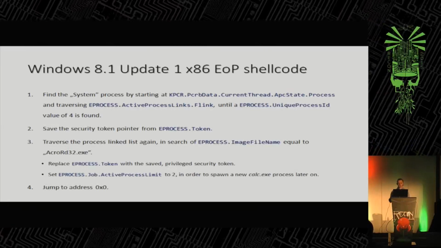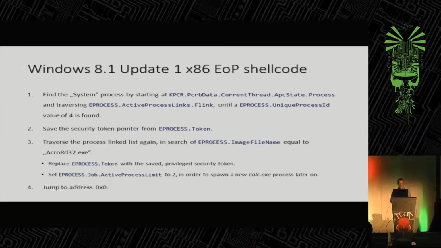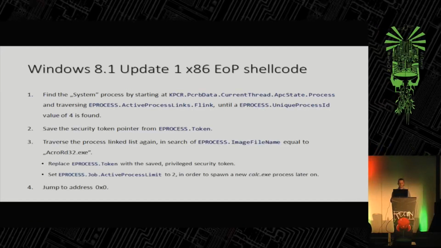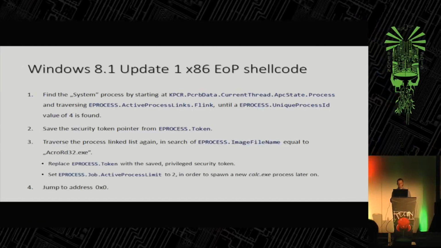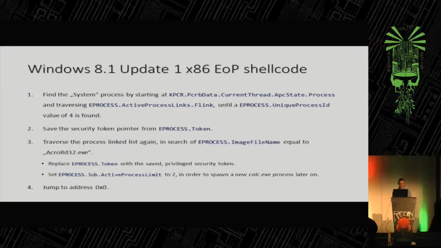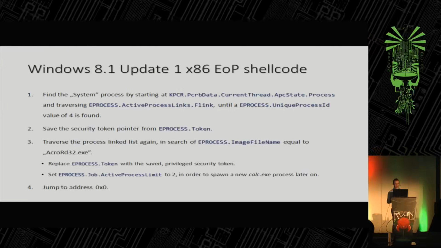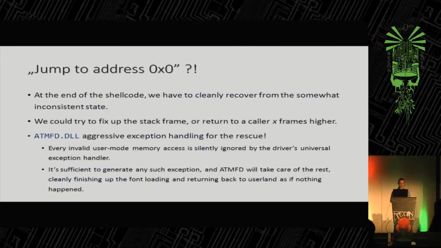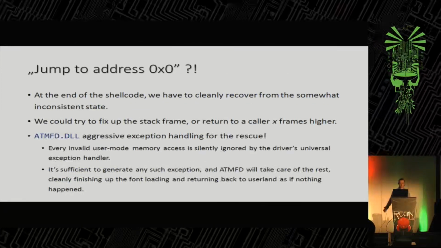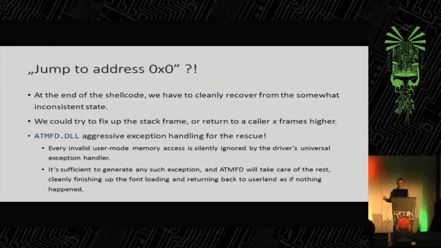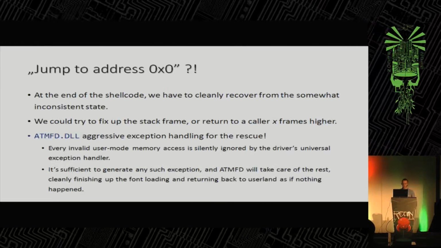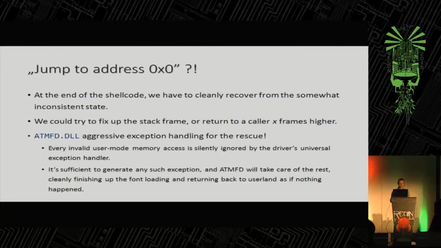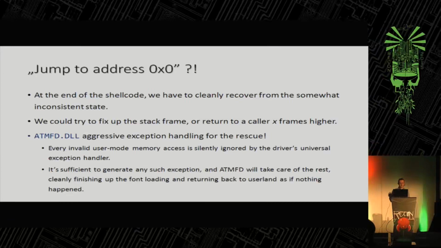Since we haven't spawned our calculator yet, because we are not able to do it, I decided that my shellcode is just going to elevate the privileges of the Adobe Reader 32-bit process, and then after we have this, we can do anything from our second stage DLL. And then at the end, we are just jumping to address 0. It's not really obvious why that would work, because it shouldn't recover cleanly. But it turns out it does, because ATMFD performs very aggressive exception handling, and it handles all invalid user mode memory references and just ignores them as if nothing happened.